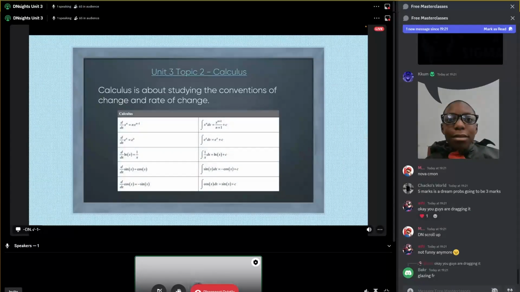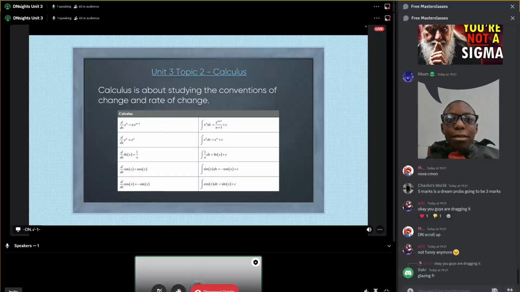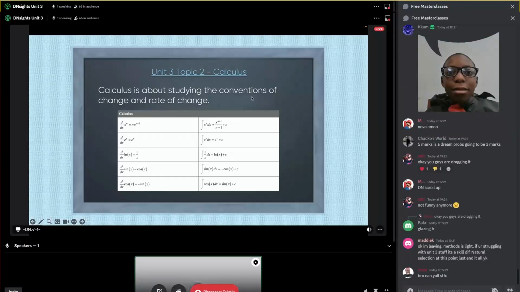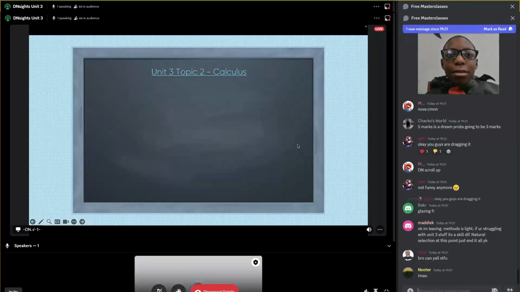So the next thing is, that's pretty much topic 1 summarized very quickly. So topic 2 is about calculus. Calculus is anything with change. So change and the rate of change, and you've got all these formulas to show how things are changing over time. That's essentially what it is.